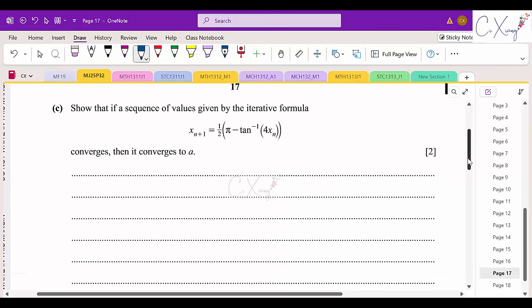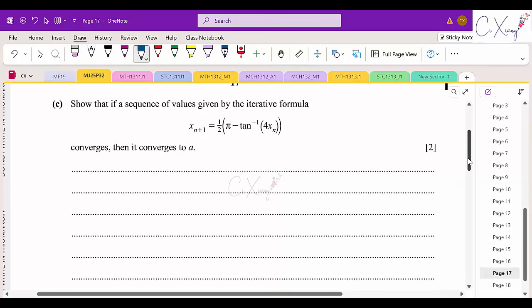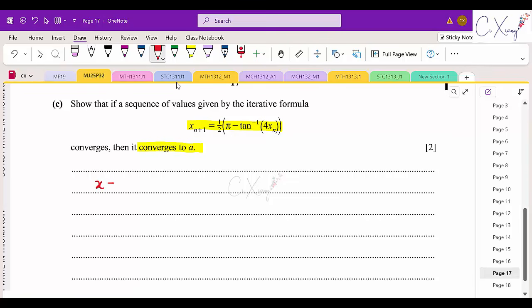For part C, they want you to show if a sequence of values given by the iterative formula, this one, converge to A. When you see this kind of question, basically you just need to rephrase your answer from the iterative formula to the original equation, or from the original equation, try to prove and get this one. Personally, I will start from the iterative formula. I directly start from here. I feel that this one is easier to apply.